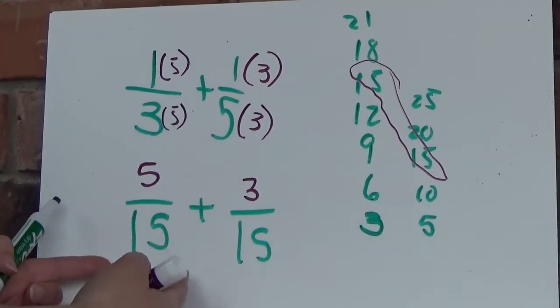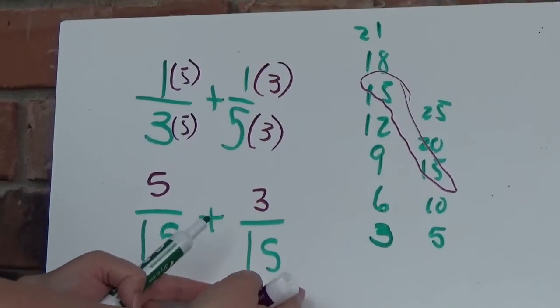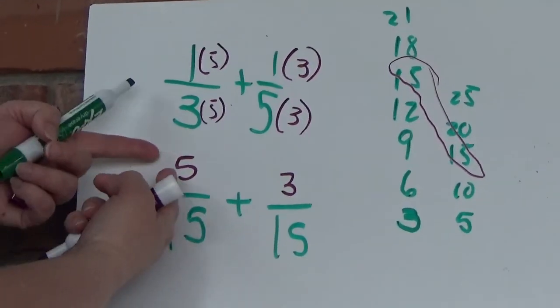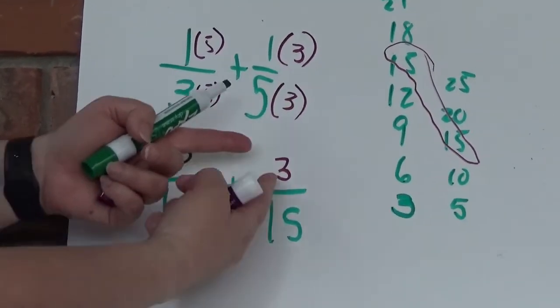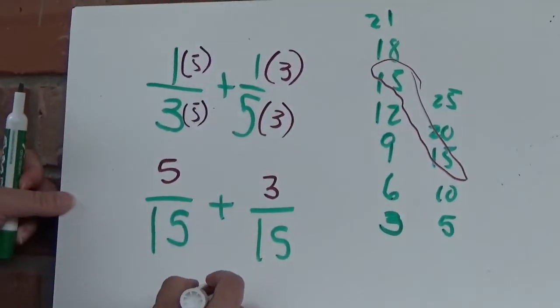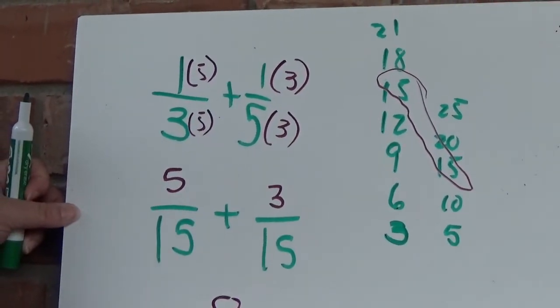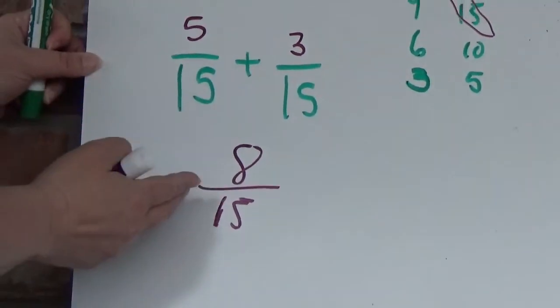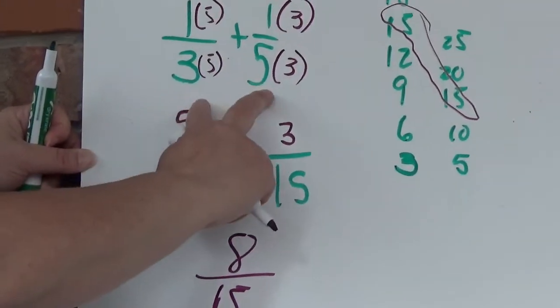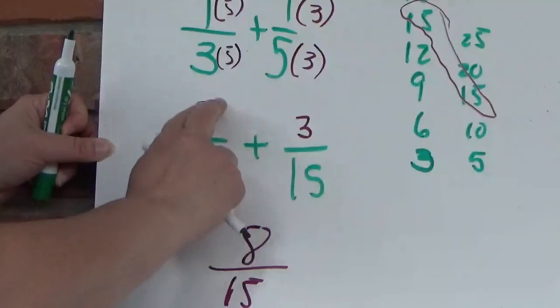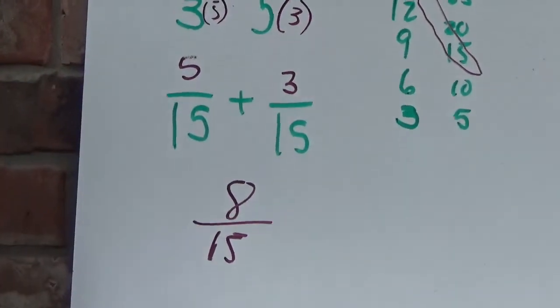So now we're talking about parts that are actually the same. These parts are divided into 15ths, and these parts are divided into 15ths. So I have 5 parts out of 15 and 3 parts out of 15, which makes 8 parts out of 15. I showed you this basic example so that we can talk about finding the least common multiple whenever these are polynomials.